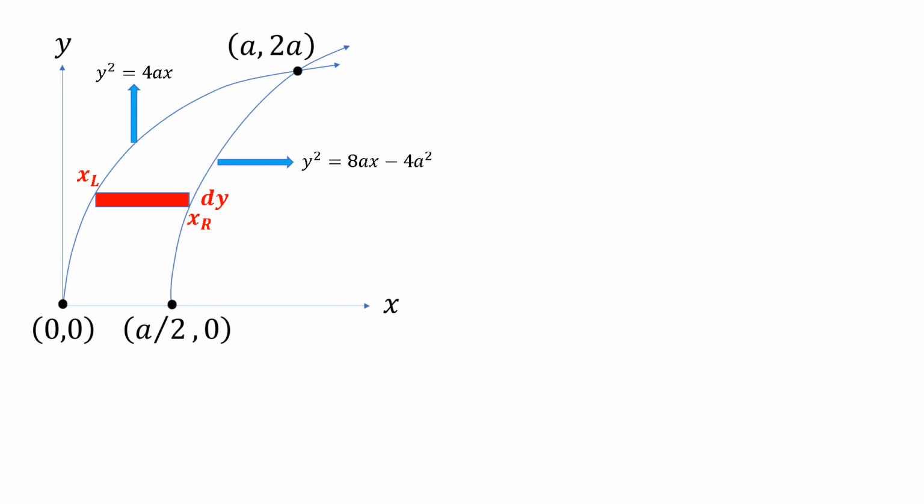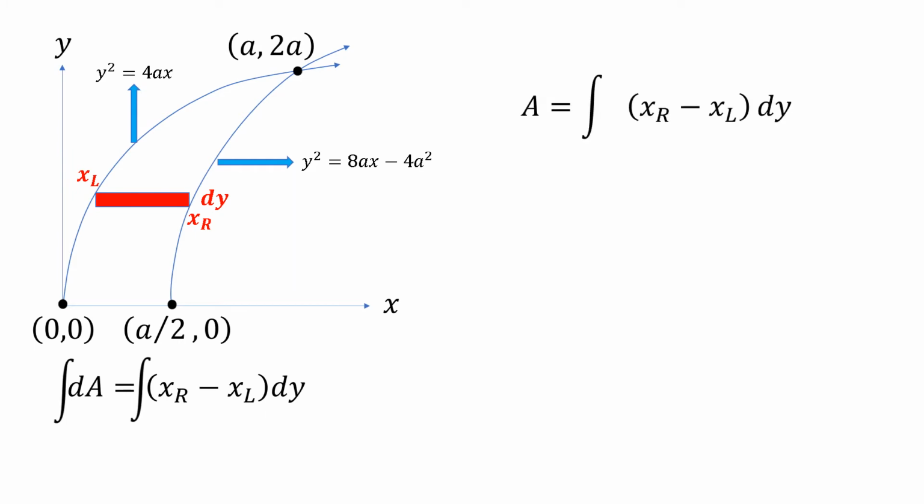To solve the area of the horizontal element, the differential area is equivalent to the quantity xr minus xl times dy. Integrating both sides of the equation, we get the area A is equal to the integral of the quantity xr minus xl times dy. The lower limit is equal to 0 and the upper limit is equal to 2a.